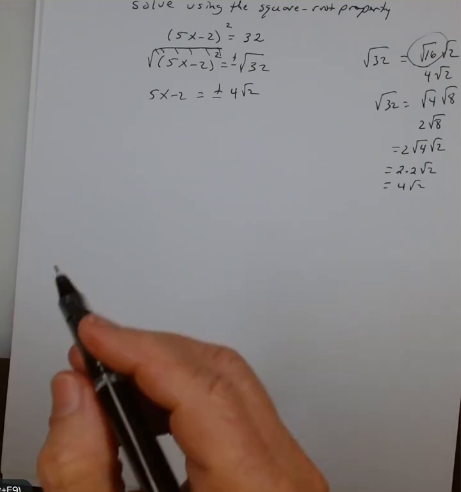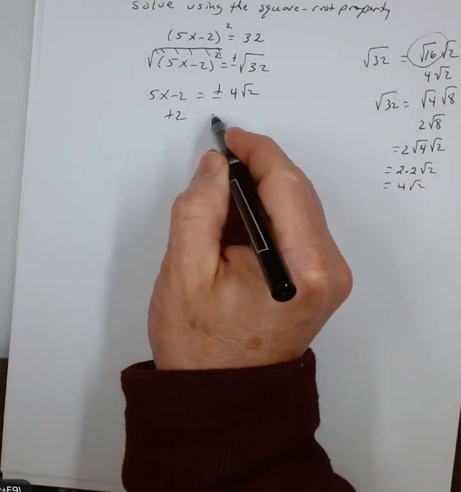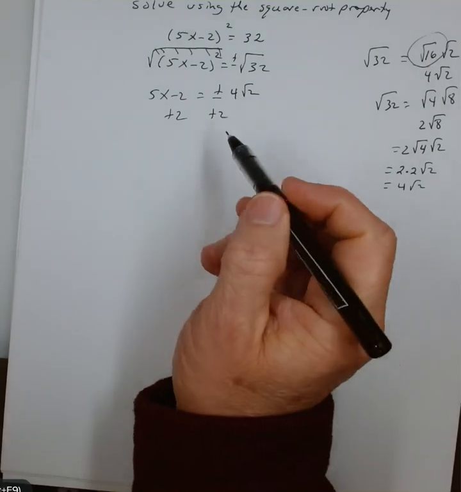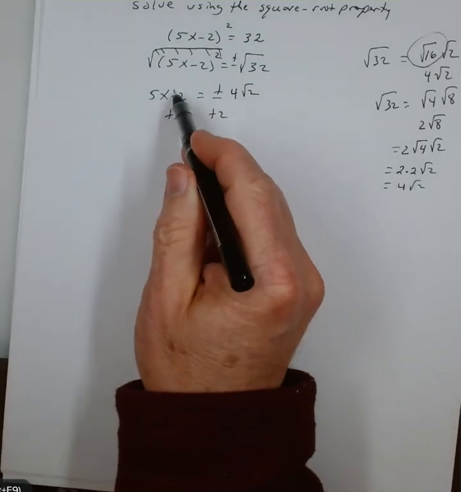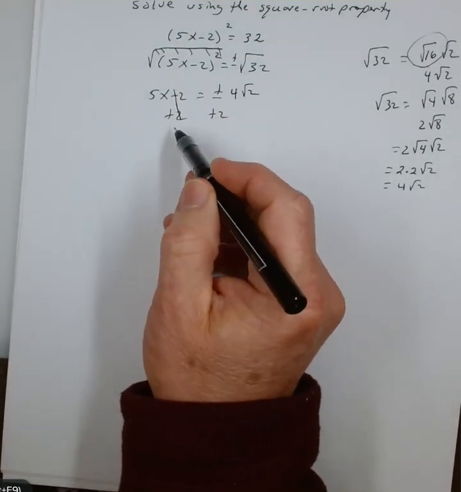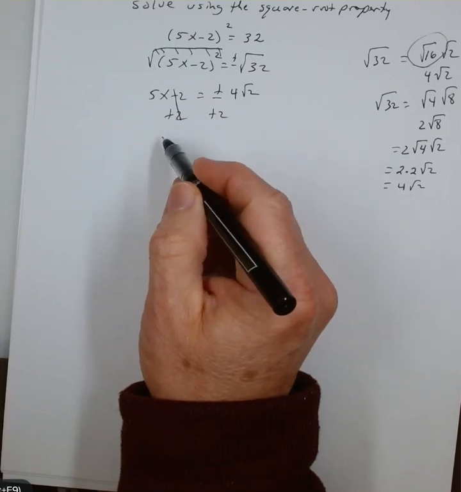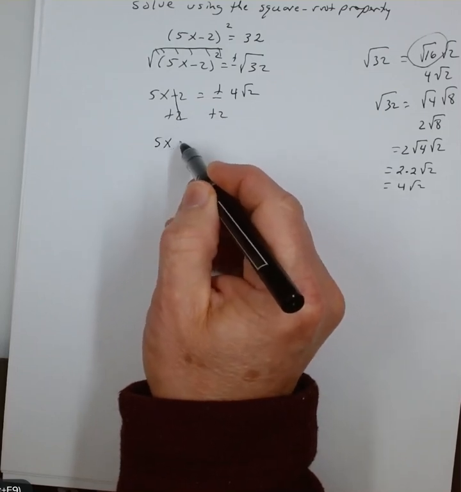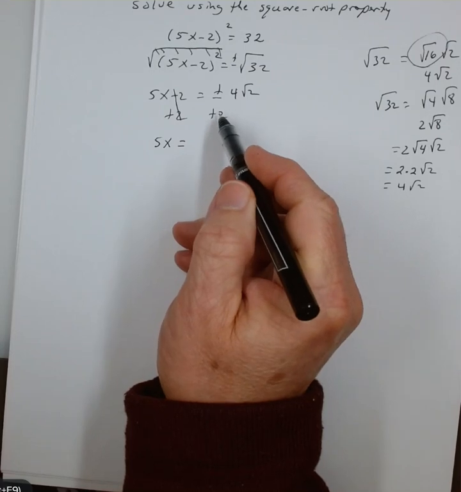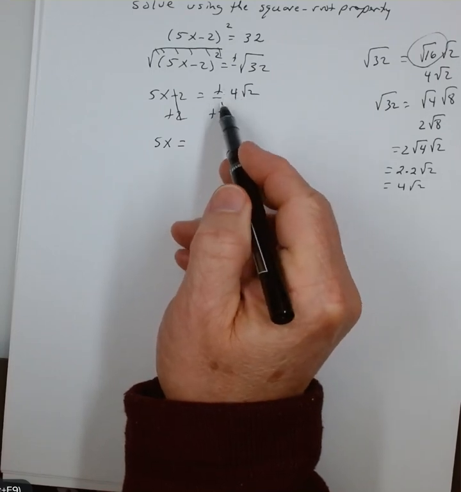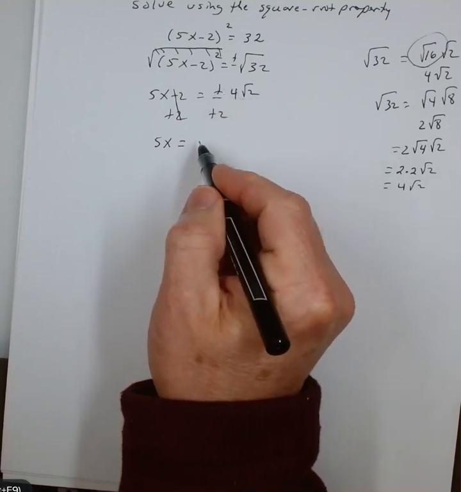Add 2 to both sides. Add 2 to both sides. What you do to one side, you do to the other. And so I get, so the 2 and the negative 2 undo each other, so you get a sum of 0. So you get 5x equal, now this is 2 plus or minus 4 square root of 2.